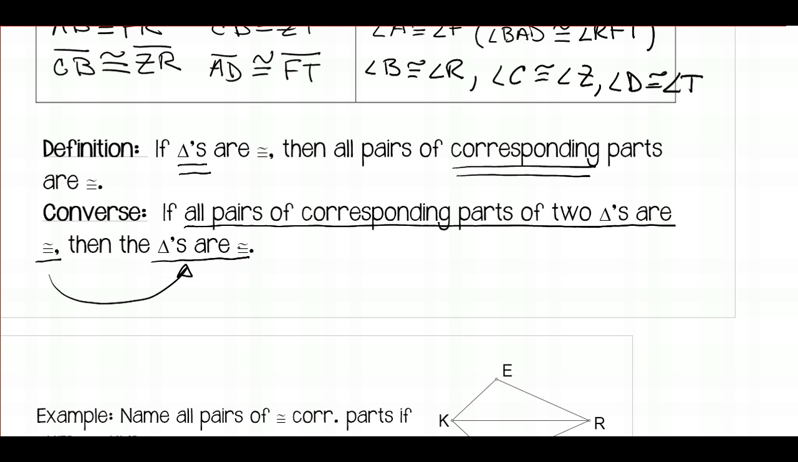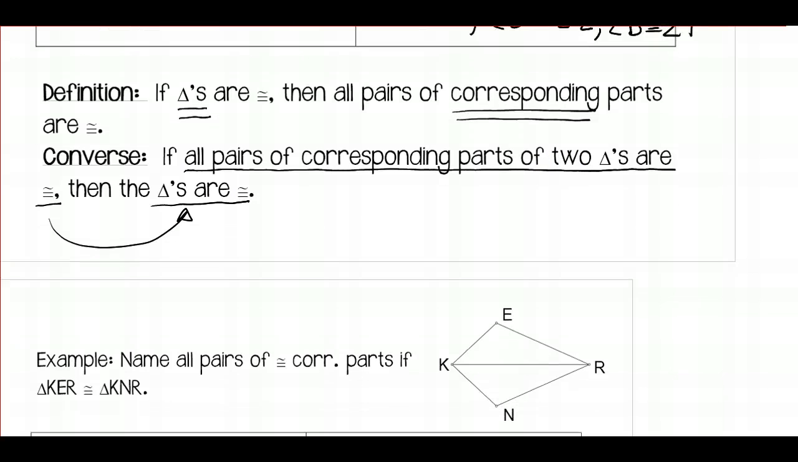Okay, so that would be 3 pair of sides and 3 pair of angles. That would be 6 pair of parts. So fortunately that won't be the case, but we'll see that once we start proving triangles congruent. But based solely on the converse of the definition, we would need 6 parts. We'll talk more about that soon.